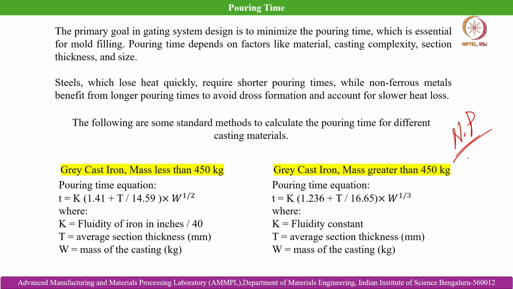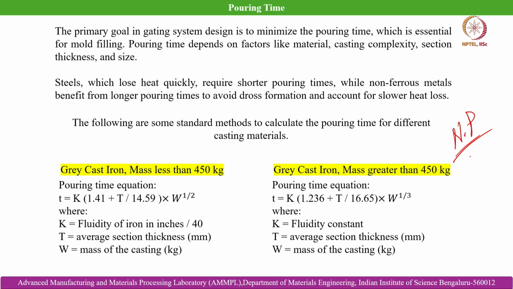So that is why, understandably, the pouring time is higher in the case of non-ferrous metals, which is analogous to achieving laminar melt flow within the mold cavity. Here are some standard methods to calculate the pouring time for different casting materials.